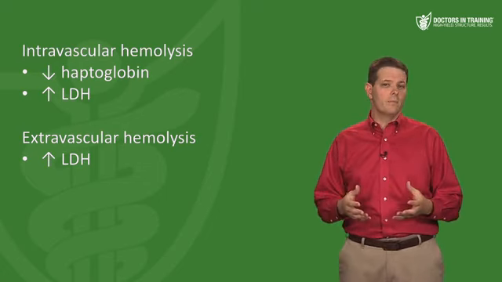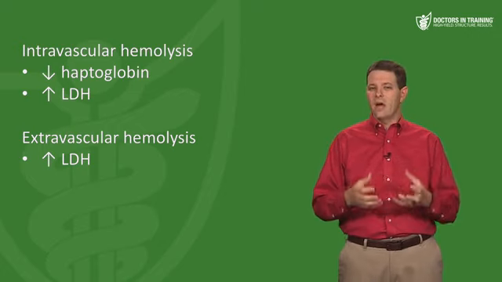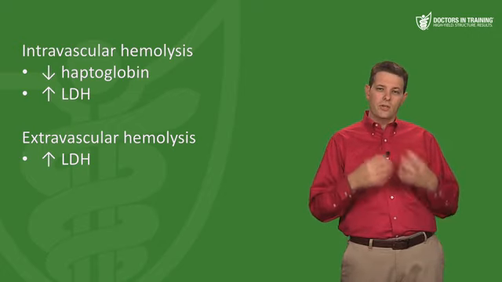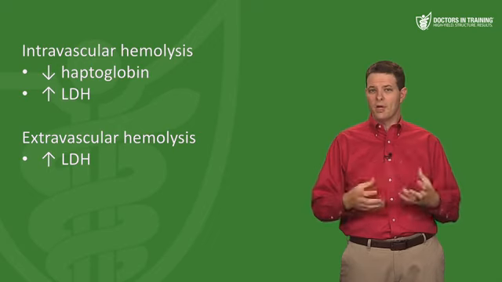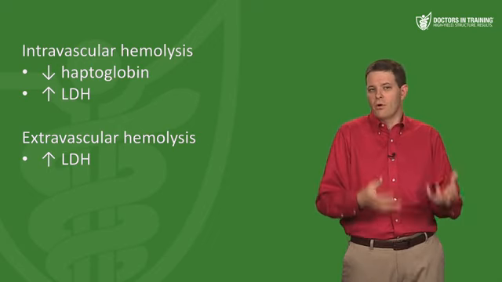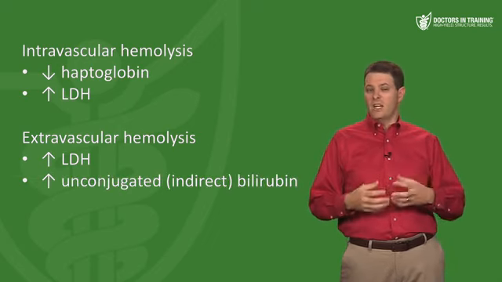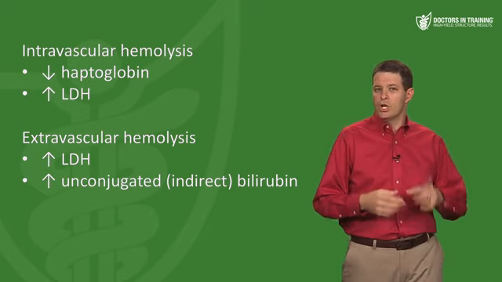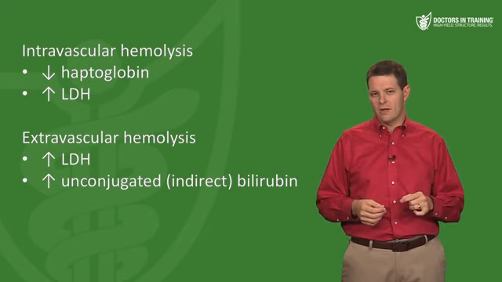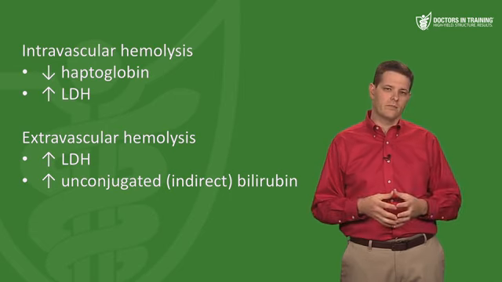And what about bilirubin? Remember, hemoglobin is broken down into bilirubin. So if you have intravascular hemolysis, you would expect haptoglobin to bind up all that hemoglobin before it got broken down. But elevated unconjugated or indirect bilirubin could indicate extravascular hemolysis, and that can lead to some jaundice.